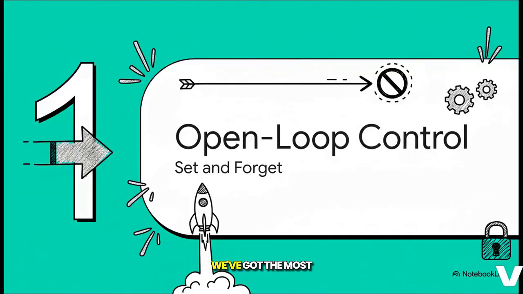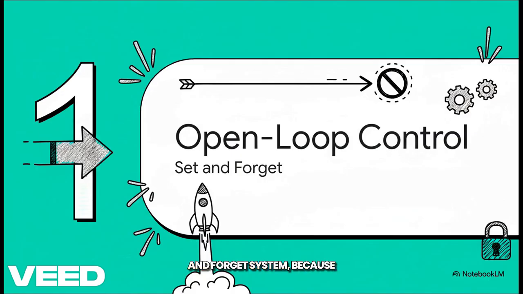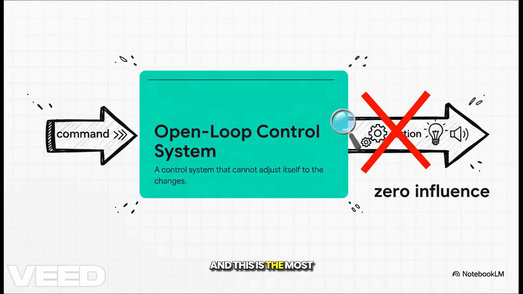All right, first up, we've got the most basic type of control. I like to call it the set and forget system, because that's literally what it is. Once you give it a command, it just goes. There's no checking its work, no second guessing. It's a one-way street. And this is the most crucial part to understand. The result, the output, has absolutely zero influence on the original command. The system can't tell itself, hey, I'm overdoing it. It is strictly one-way communication.